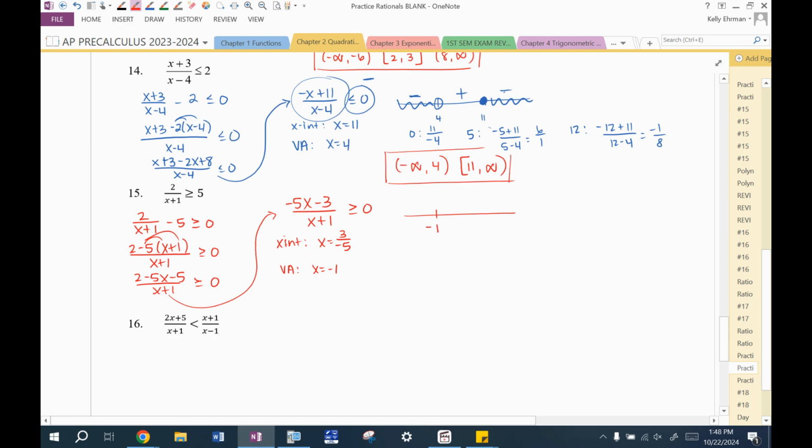So -1 is further to the left than -3/5. Careful with your number lines. -3/5 is closed because it came from the x-intercept, and this says greater than or equal to. Test three numbers, something to the left of -1, like -2. Plug it into the simplified version. So -2 times 5 is 10 minus 3 over -2 plus 1. That's 7 over -1. That's negative overall.